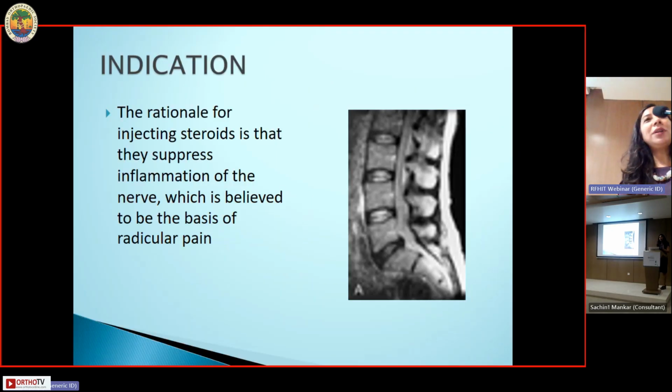So I'm going to talk about how to do a lumbar epidural. I'll mainly concentrate my talk around the transforaminal epidural because that is the most rewarding procedure that we see once it's done on the patient. The rationale of giving steroids at the target level of the disc prolapse is to reduce the inflammation around the nerve. And that is what gives us good results.